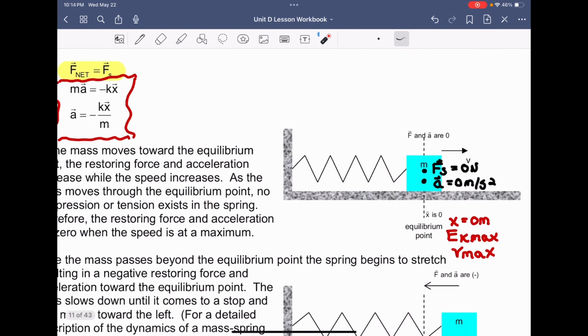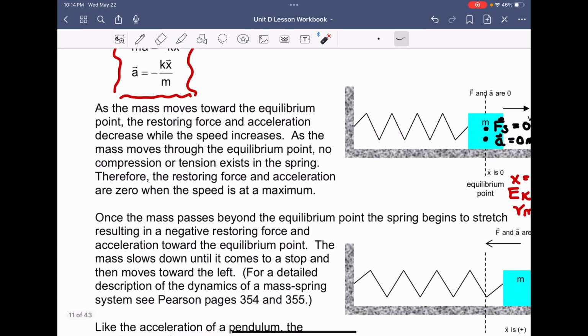So we look at this and I wonder if there's a more specific way of saying this. Yep, there's a couple notes here. So we're just going to read through this and highlight the most important things. As the mass moves towards the equilibrium, the restoring force and acceleration decrease while the speed increases, because once it hits that equilibrium point, we have maximum speed. Now, as it moves through this equilibrium point, no compression or tension exists in the spring because it's at the point where it would naturally rest. And therefore, the restoring force and the acceleration are 0 when the speed is maximum. That is a very critical point for us to highlight.